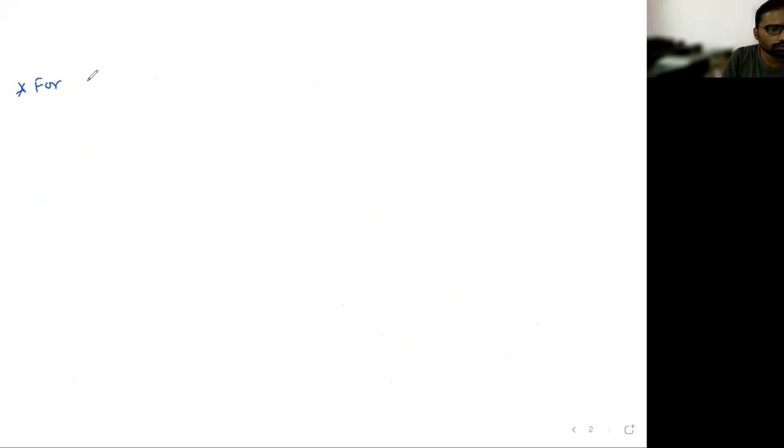For the triangle. Yes, I will give. Whether about the base or about the height, top, I will not say. I will take the problem. Okay.